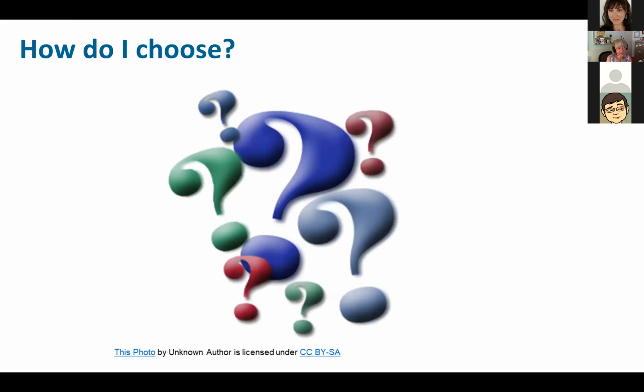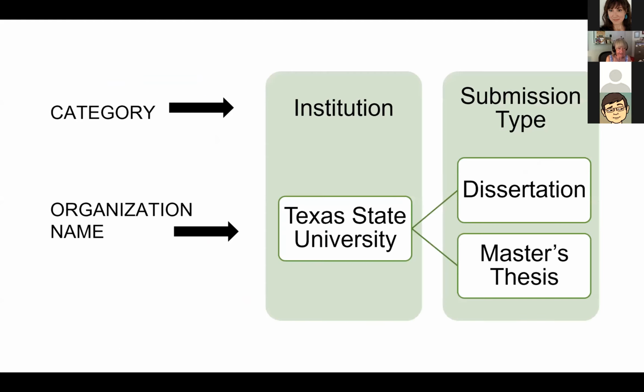So the question is, looking at your institution, what's going to work for you? Next I'll provide some examples of ways that you can think about this. In this case, you can tell this is from Stephanie's slides, because Texas State is the institution. And in their case, they don't have anybody else, at least in this representation.